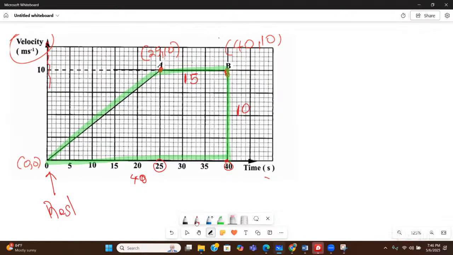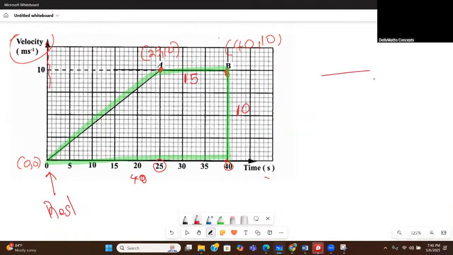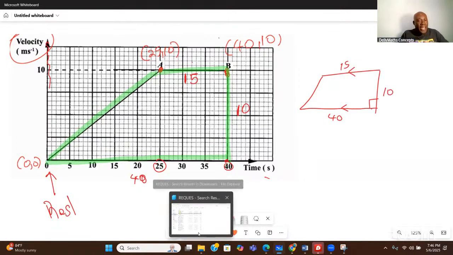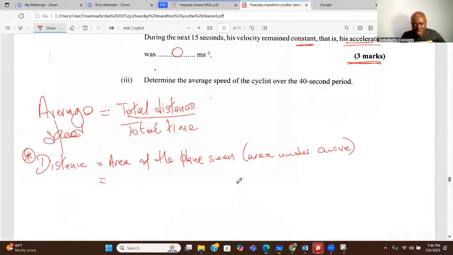So basically, we have a shape that looks like this. These are the parallel sides. This is 40. This is 15. This is at right angle. So this is the height, 10. That's what we're finding the area of. So when we find the area of that, we get the distance that we need to use to work out the average speed. Let's go work it out.